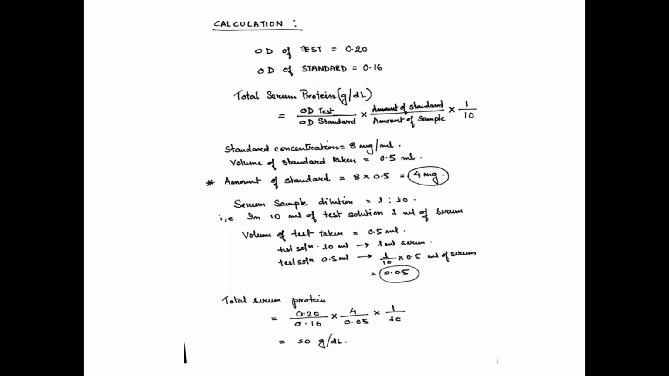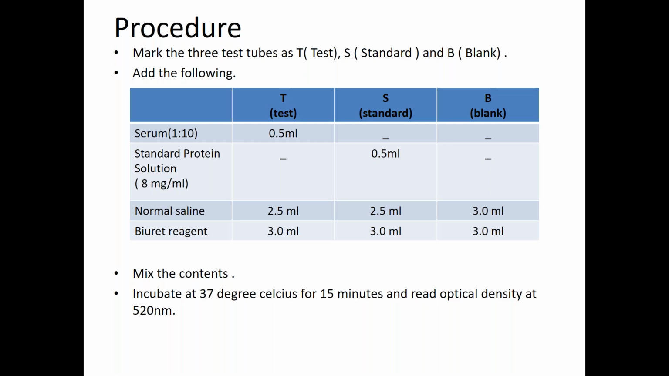I know this is a bit difficult to understand without performing the test. So when you come back for the physical class, we will repeat this practical. Okay. And please note down the changes in the protocol. Serum is diluted 1:10, and there is a difference in the volume taken for the normal saline and biuret. This is different from what is given in your practical manual.